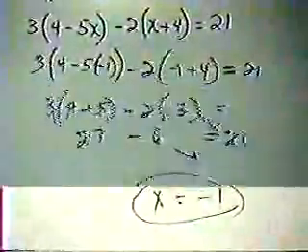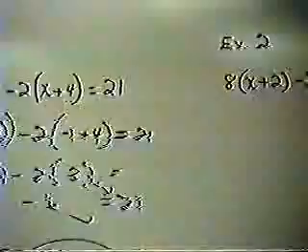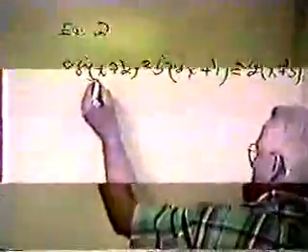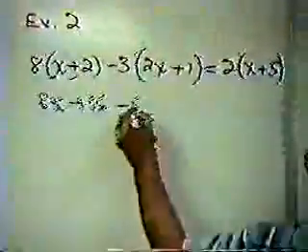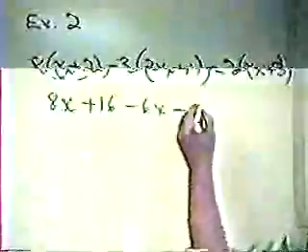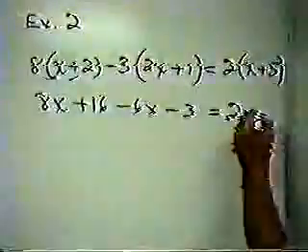All right, example 2. Okay, example 2. What's the rule? We get rid of parentheses. So we multiply everything inside here by plus 8. So we get 8x plus 16. Multiplying everything in here is a minus 6x minus 3. And multiplying everything over here by 2, we get 2x plus 10.